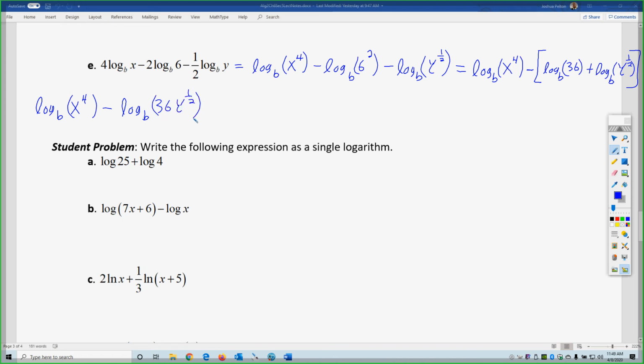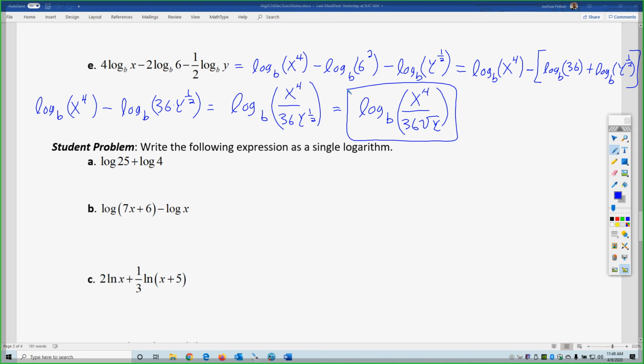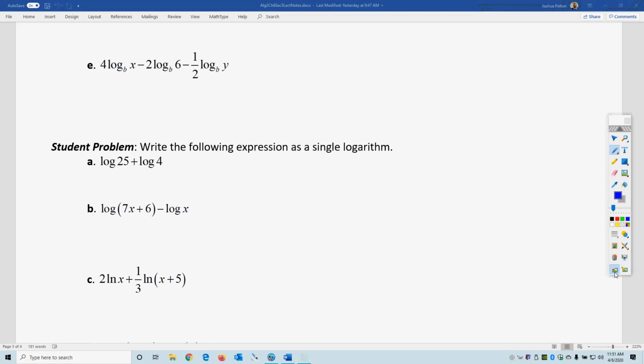Okay. So we did the power rule first, then we did some simplification. So we could do the product rule, which is the addition into multiplication. And then finally the quotient rule, which is log base b of x to the 4th over 36y to the 1/2. But we can simplify that 1/2 into the radical form. So that's log base b of x to the fourth over 36 square root of y, which would be your final textbook answer. All right, pause the video, try the student problems for yourself.